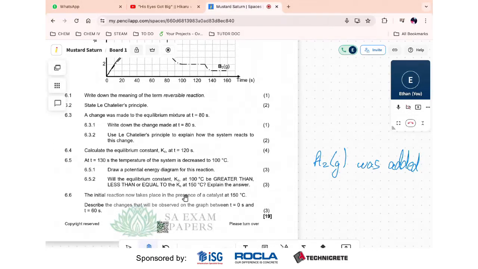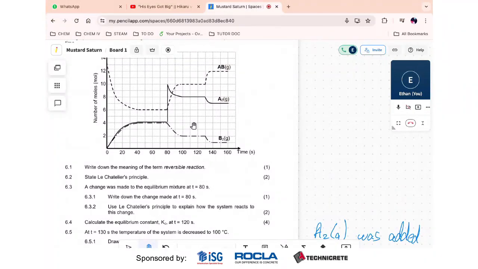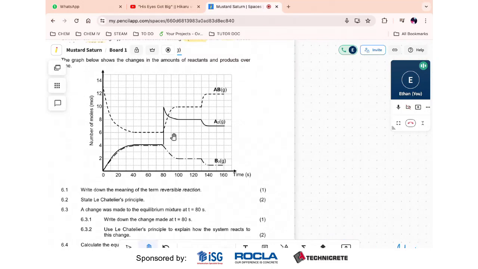It then goes on to say, use Le Chatelier's principle to explain how the system reacts to this change. Well, we can see that because more of A was added, straight after that, AB increases. We can see here from this trace. So as soon as A was added, AB also increases here, but B actually decreases. So how can we rationalize what's going on here?